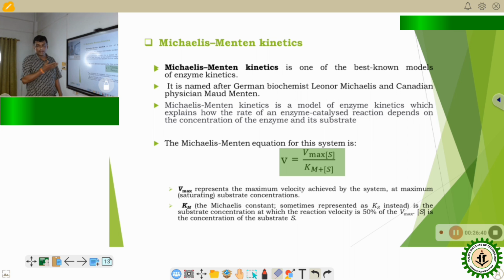Meaning when initially we increase the concentration of substrate, a time comes at which the rate of reaction becomes half of its maximum. So Km is that substrate concentration. Its unit must be moles per liter. It is the substrate concentration at which the reaction velocity is 50% of Vmax.